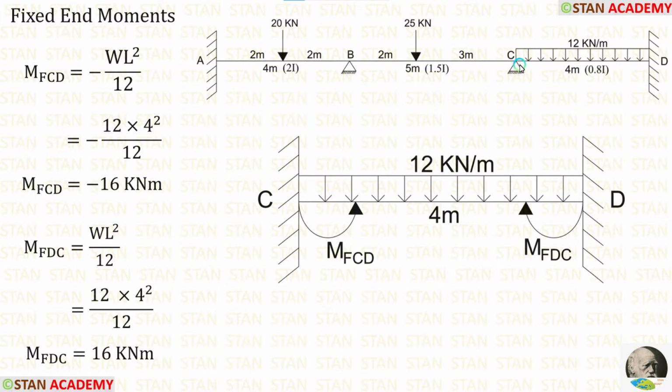Now let us make the fixed end moments in the span CD. In the span CD, we are having UDL acting for the full span. We already saw the formulas for the fixed end moments minus WL square upon 12 and positive WL square upon 12. Let's apply the values inside the formulas. W is 12 and L is 4. After the calculations, we are getting M of CD is equal to minus 16 kilonewton meter and M of DC is equal to 16 kilonewton meter.